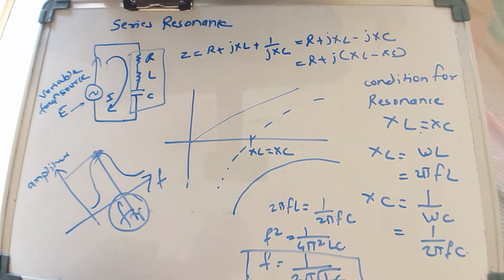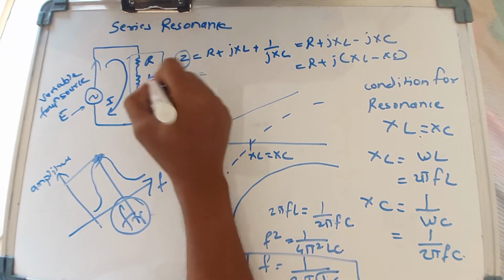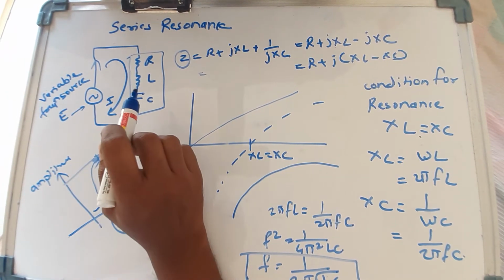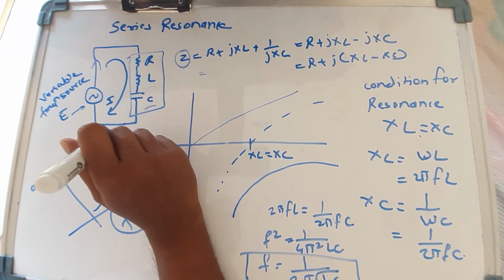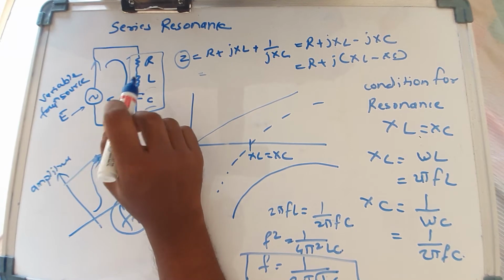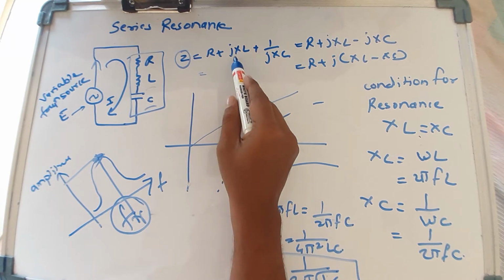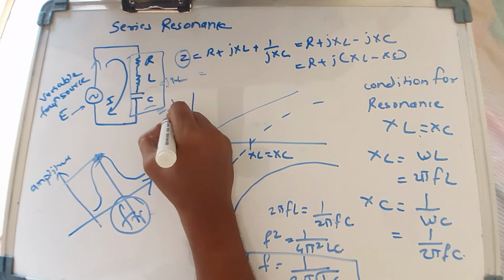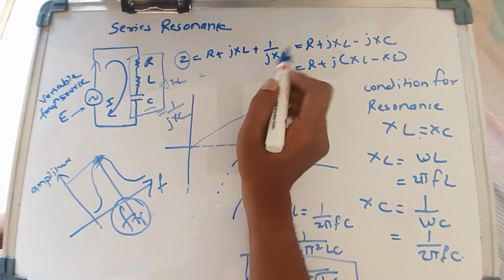So here we will write down the equation for this RLC circuit. Z is the impedance of this circuit, and R, L and C are connected in series. We must know L and C are the reactive components, so we have the frequency component also. So Z equals R plus L plus C, but we write L as jXL, and C as 1 upon jXC. So R plus jXL plus 1 upon jXC.